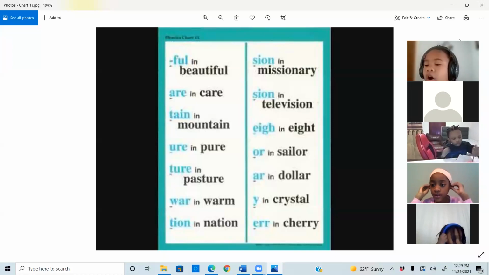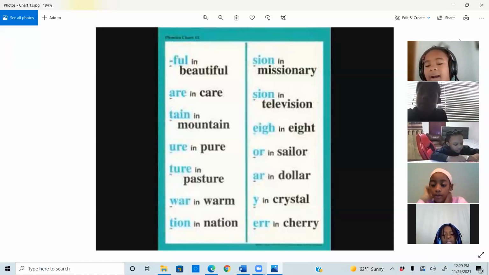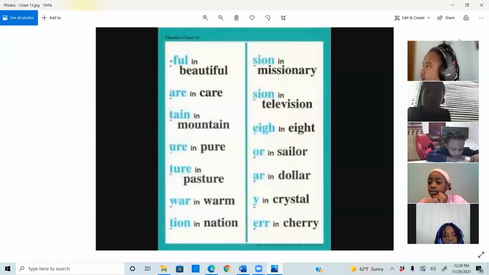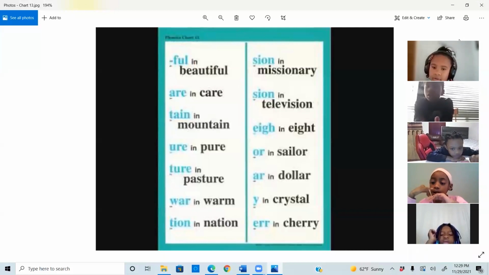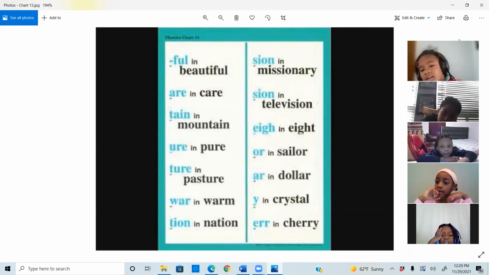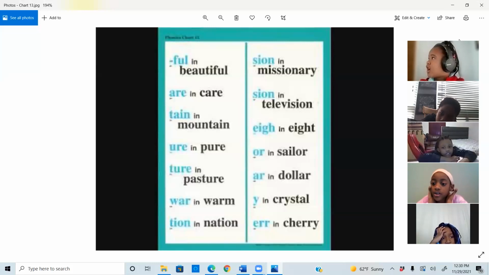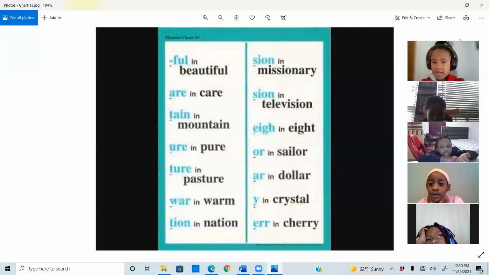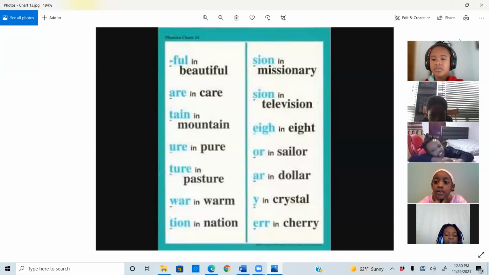WAR says war in war. TION says shun in nation. SION says shun in missionary. SION says jun in television. EIGH says A in eight. OR says... in sailor. AR says... in dollar. Y says... in crystal. ERR says air in cherry.